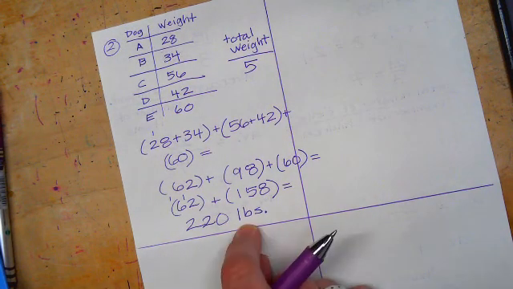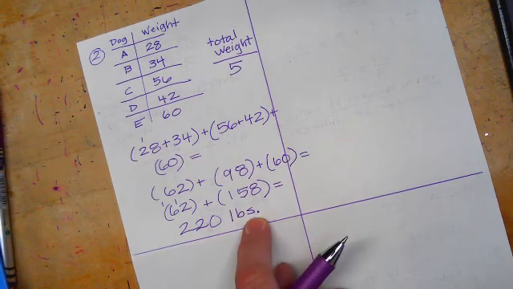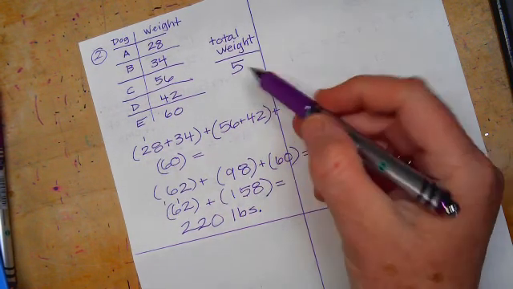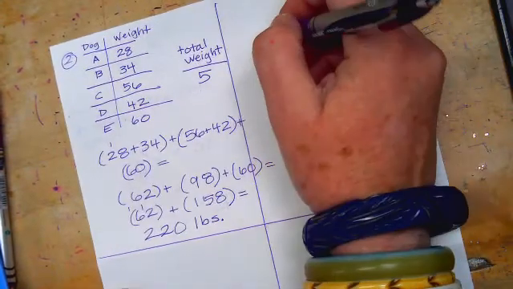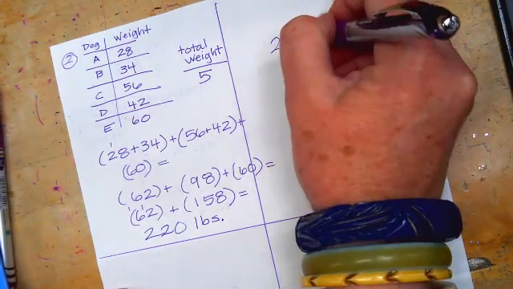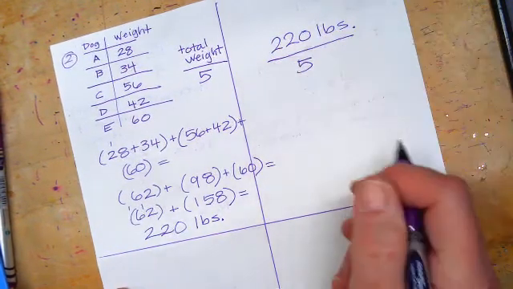Okay. Another way, you can always stack them and add them this way too. I just prefer to add them horizontally because I know that that's faster for me. So the total weight of all the dogs is 220 pounds. And that's what we do when we find the average, we find the total. Now we're going to divide by 5.